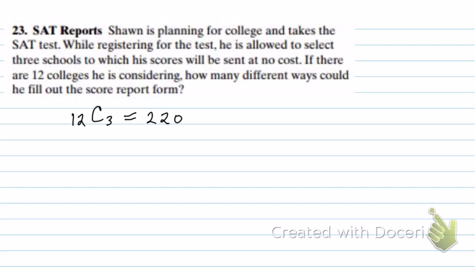So let's say 3 of the colleges were UT, NTSU, and Harvard. What's the probability he would get that list right there? It'd be 1 out of 220. That's what he would put, because there's only one way that I can do this where the order doesn't matter.